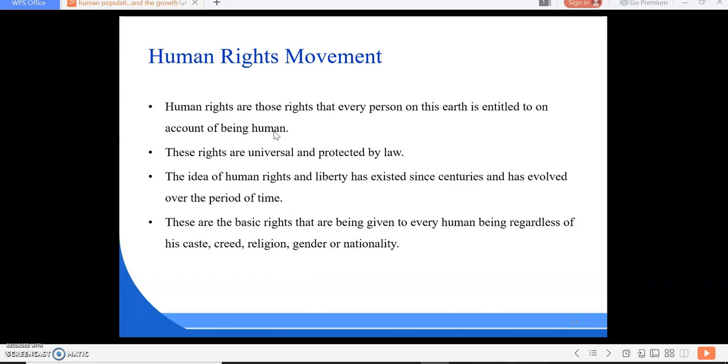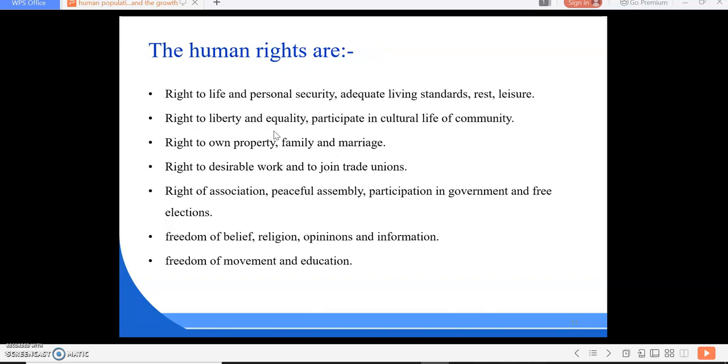Next is human rights. The concept of human rights has existed under several names in European thought for many centuries, at least since the time of King John of England. Human rights are those rights that every person on this earth is entitled to on account of being human. These rights are universal and protected by law. The idea of human rights and liberty has existed for centuries and has evolved over a period of time. These are the basic rights given to every human being, regardless of caste, creed, religion, gender, or nationality.